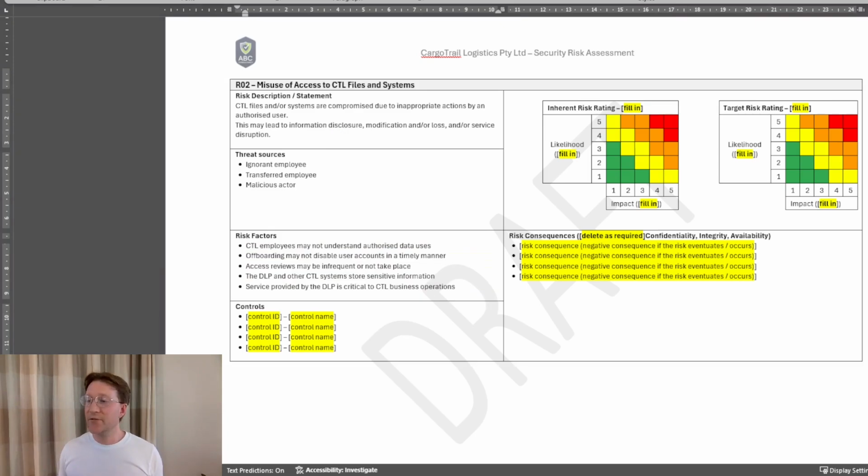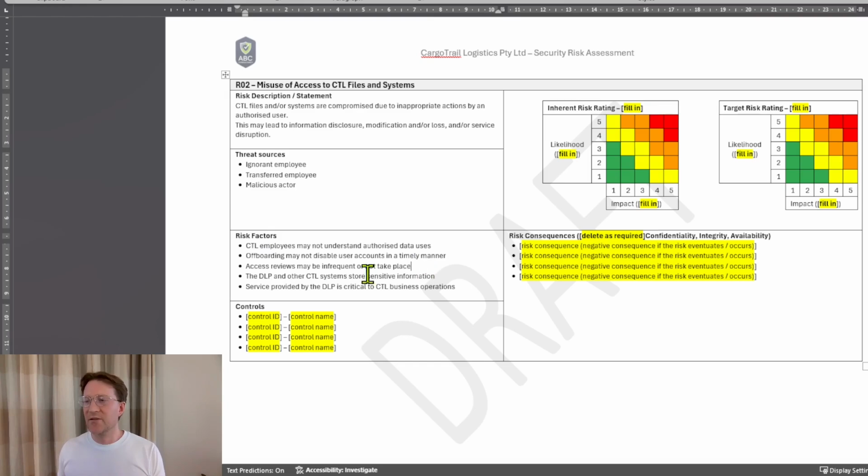In terms of risk factors, we may have employees who potentially don't understand the authorized uses for different types of data. As we mentioned previously, we may have an offboarding issue. In this case, you might call this cross-boarding, when someone has transferred within a company from one department to another, but that would often involve changing what they can access. So it's a similar issue.